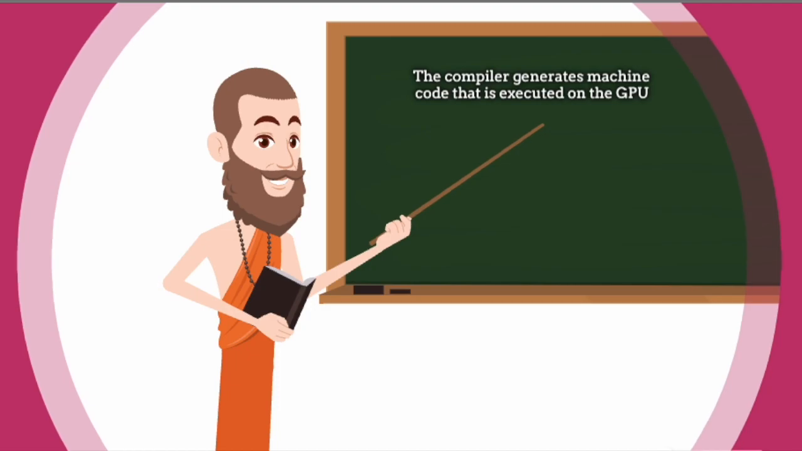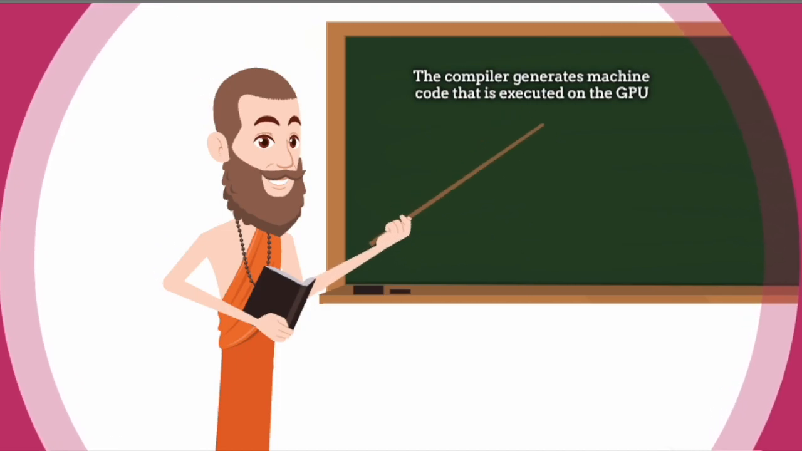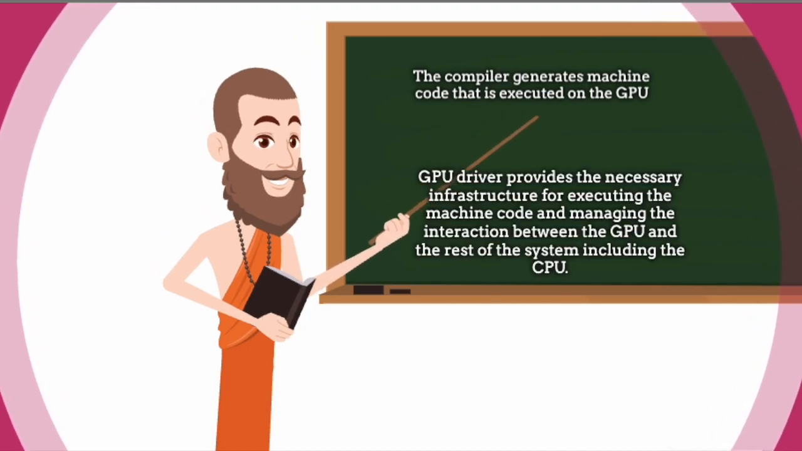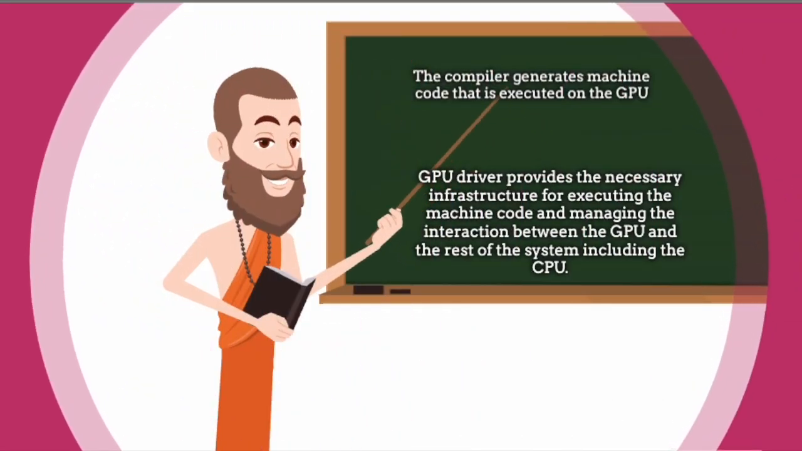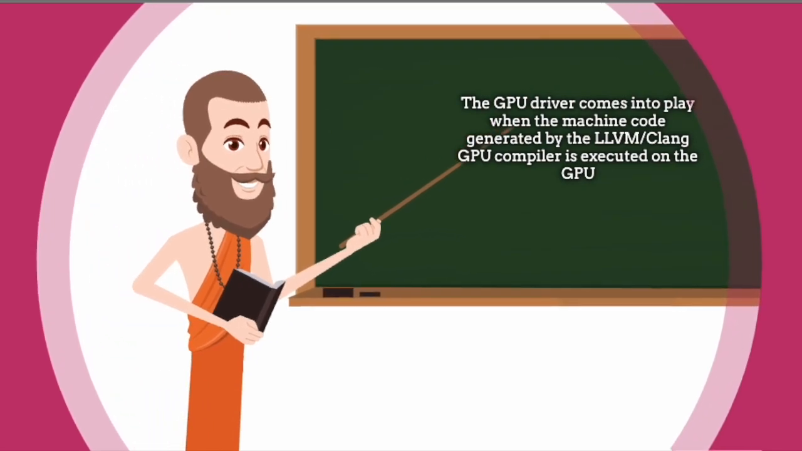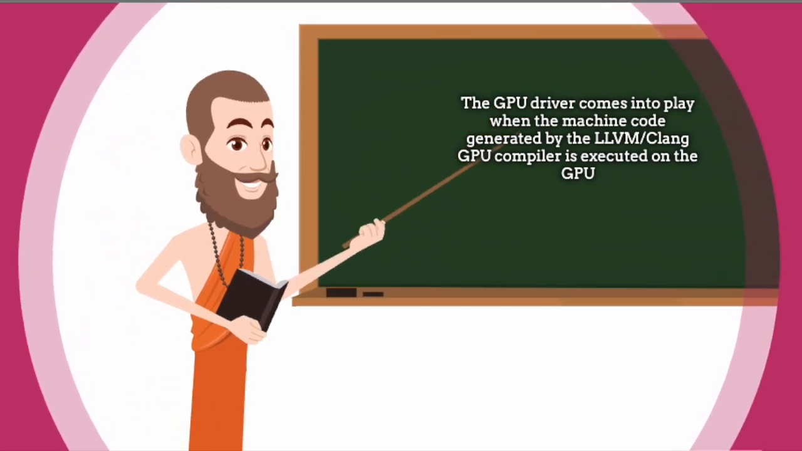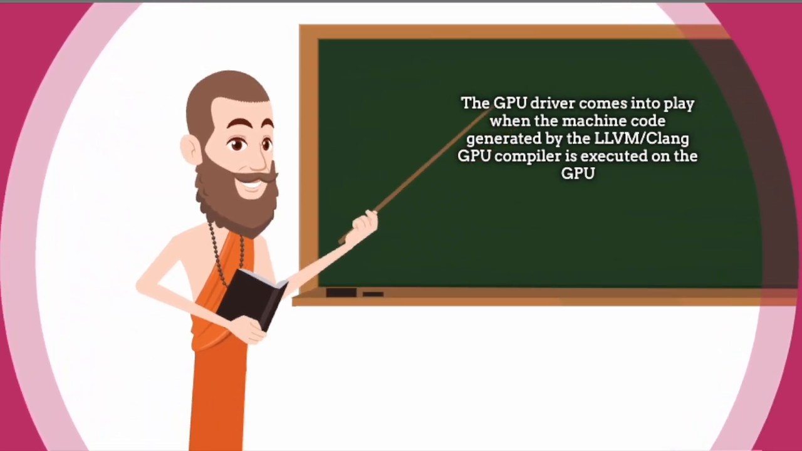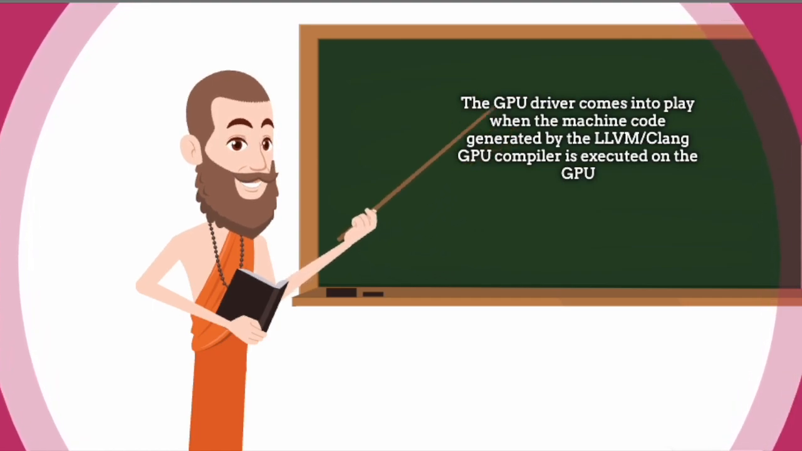The GPU compiler's work is to generate machine code that will execute on the GPU, whereas the driver provides the infrastructure for executing this machine code and interacting with the GPU, CPU and other components. The driver comes into play when the machine code generated by the compiler is executed on the GPU.